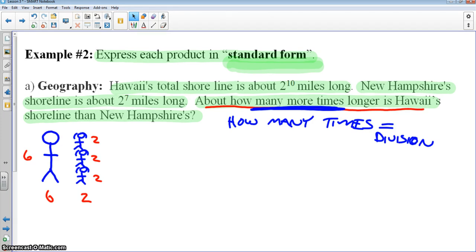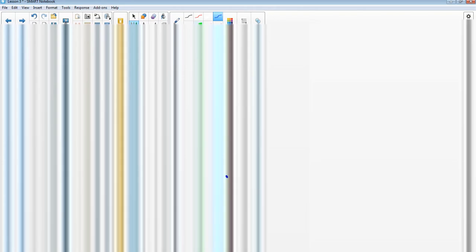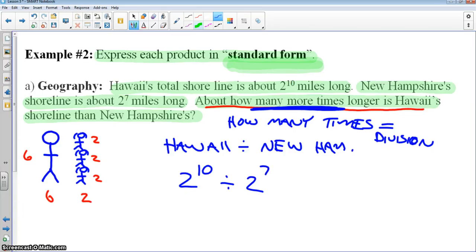So now we're saying how many times longer is Hawaii than New Hampshire. So really what that means is Hawaii divided by New Hampshire. I'm just going to abbreviate it out. So what is Hawaii's shore length? That is 2 to the 10th divided by, and New Hampshire's was 2 to the 7th.